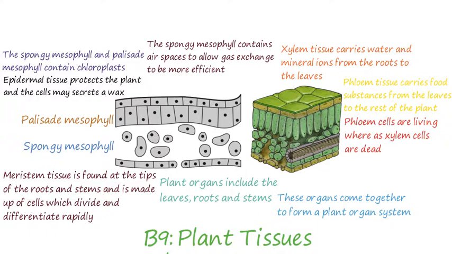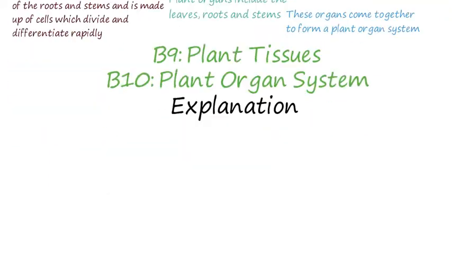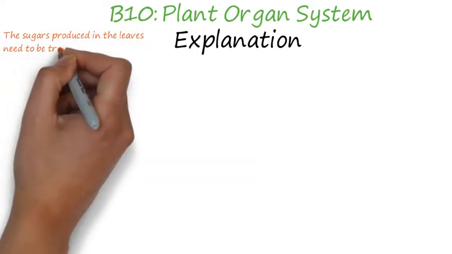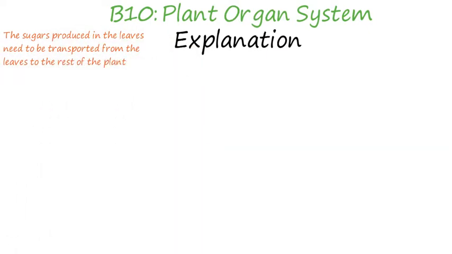Plant organs include the leaves, roots and stems of the plant. Each organ carries out different important functions. These organs come together to form a plant organ system for the transport of substances around the plant. We are now going to look at the plant organ system in more detail.